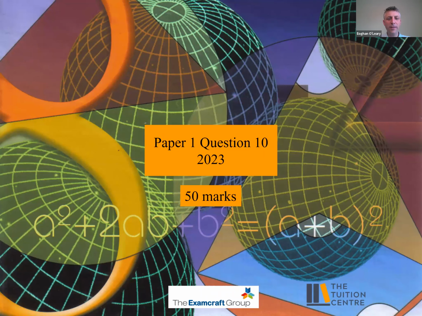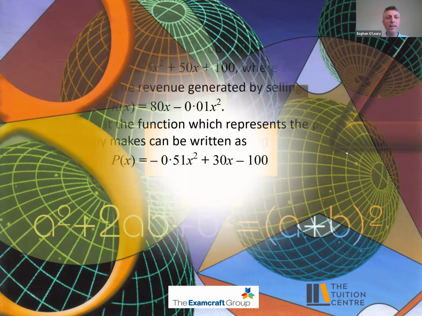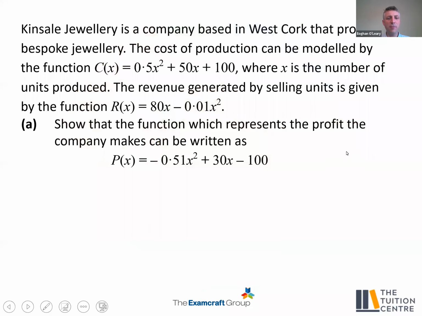Now, we're on to our final question in paper one. And this is, of course, our problem-solving question. In this case, it is a functions and calculus question, but the context of it is to do with financial maths. Now, there's not any financial maths skills in there, but the language behind it is kind of maths and business related. Kinsale Jewellery is a company based in West Cork that produces bespoke jewelry.